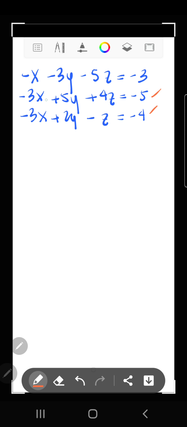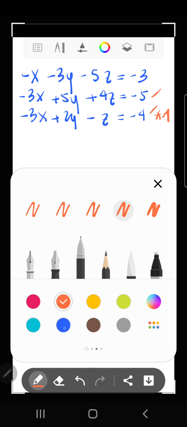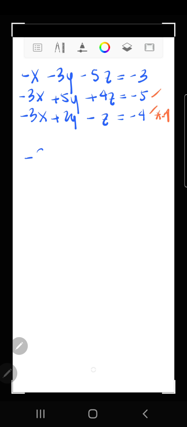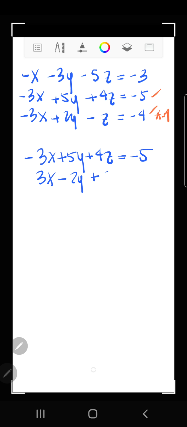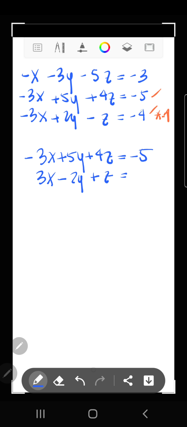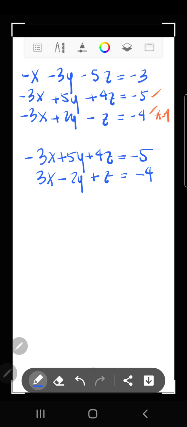But if you can notice, negative 3 appears in the two equations. What if I multiply the third equation times negative 1? So what you will have is negative 3x plus 5y plus 4z equals negative 5. And then you will have 3x positive minus 2y plus z equals 4. Then it is a positive 4.